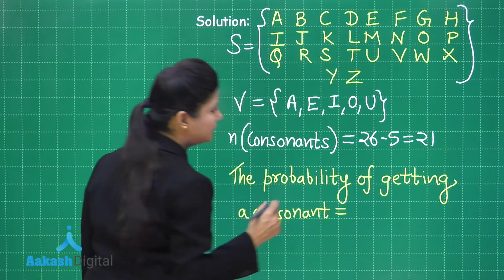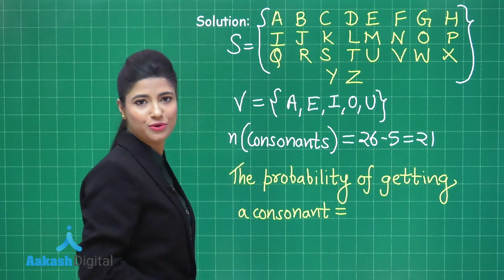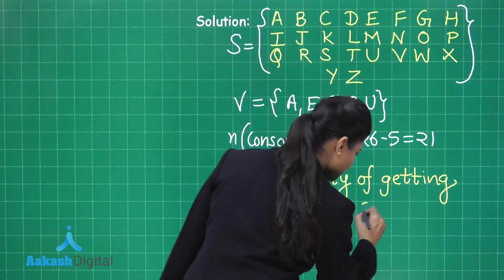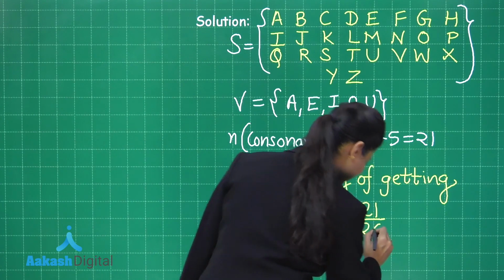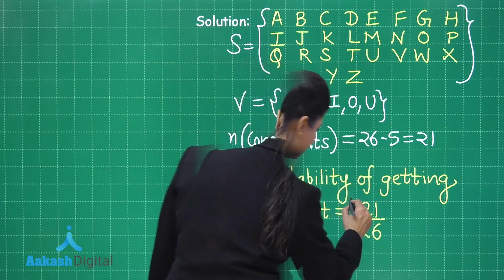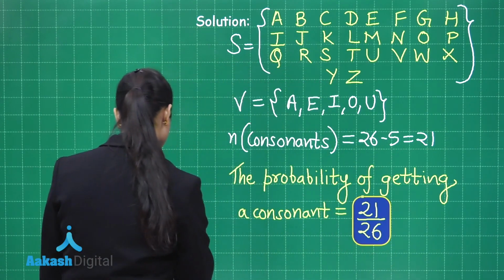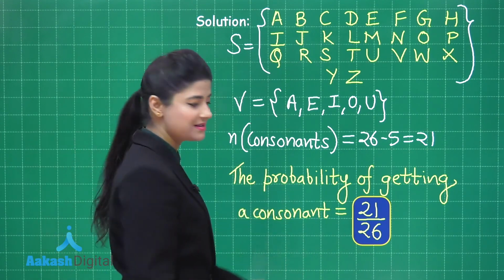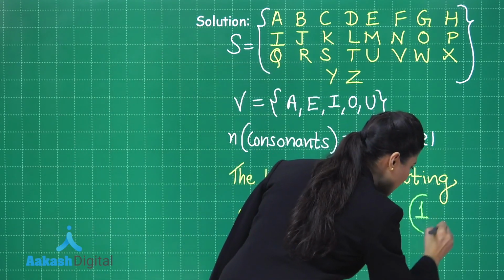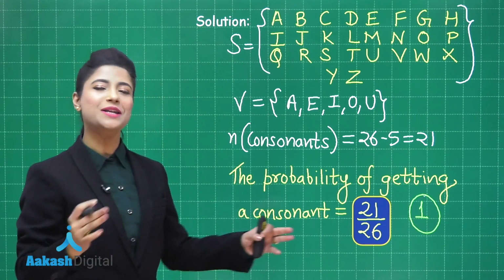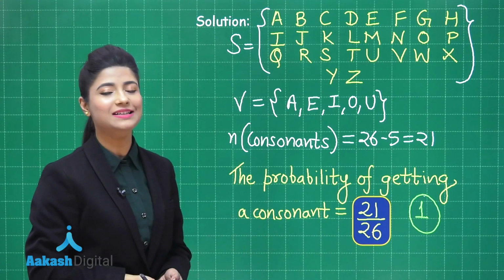is clearly number of consonants upon total number of English alphabet. This is 21 upon 26. The required answer for this question. The correct answer for this question is 21 upon 26. You will get complete 1 mark for this question. Now let's proceed ahead to question number 19.